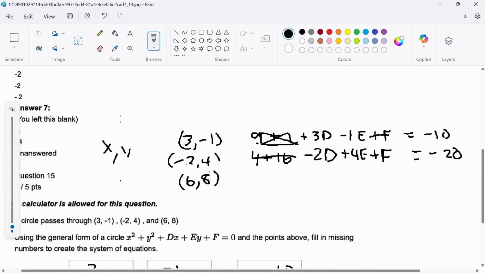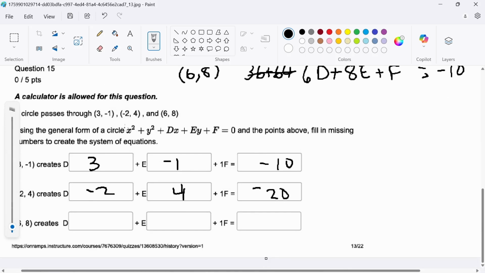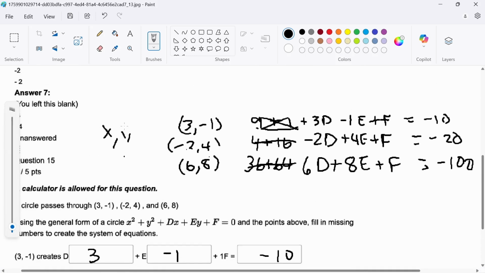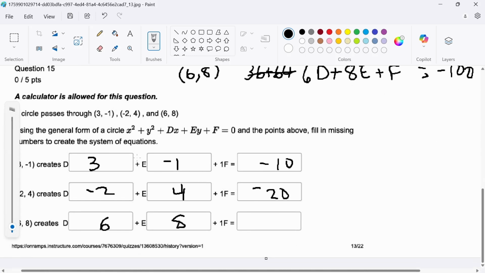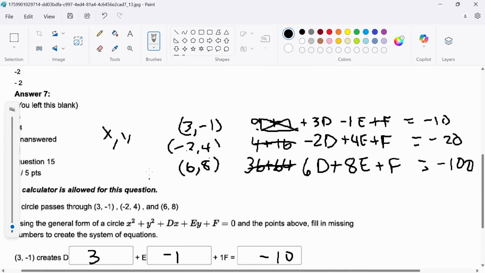And now the last one, x squared. 6 squared is 36, plus 64, that's 100, but I'm going to put it on the other side, negative 100. And then I've got 6d plus 8e plus f equals negative 100. So 6, 8, 1f, negative 100. So that would be it.